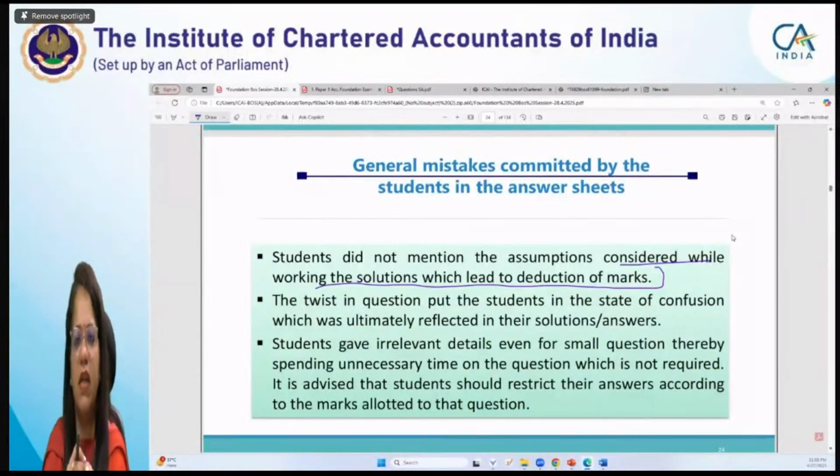That doesn't mean that you write your own assumption, solve the question, and you'll get marks. No, this is a professional paper. All right, you are expected to write correctly. You're expected to have a reasonable assumption at this stage. Okay.